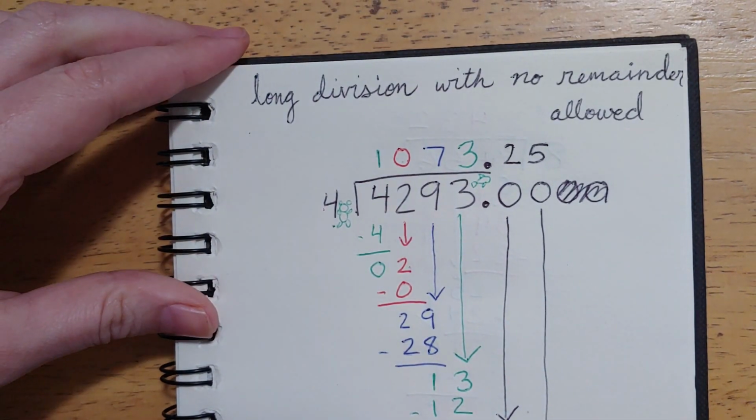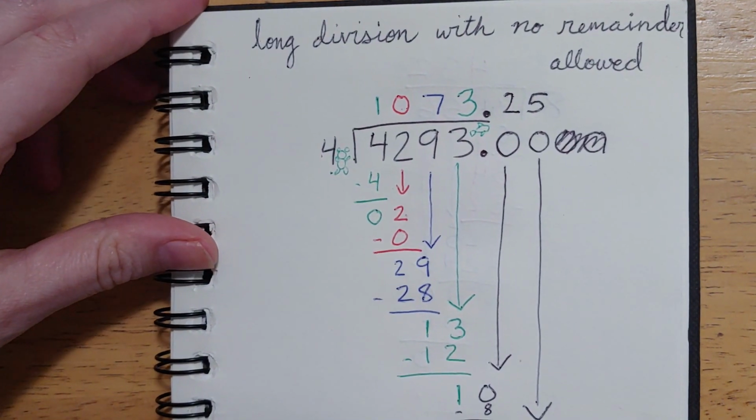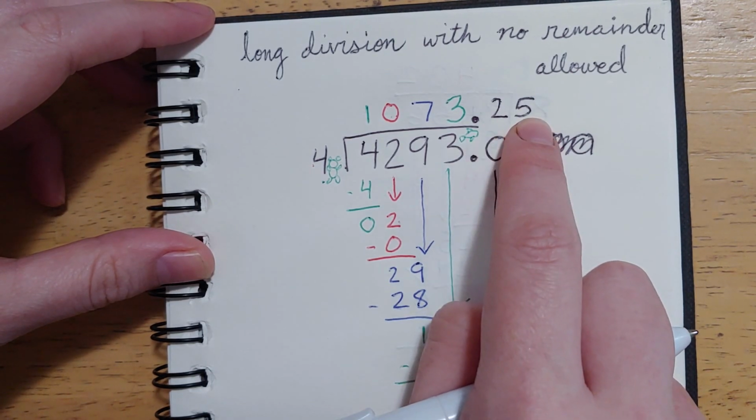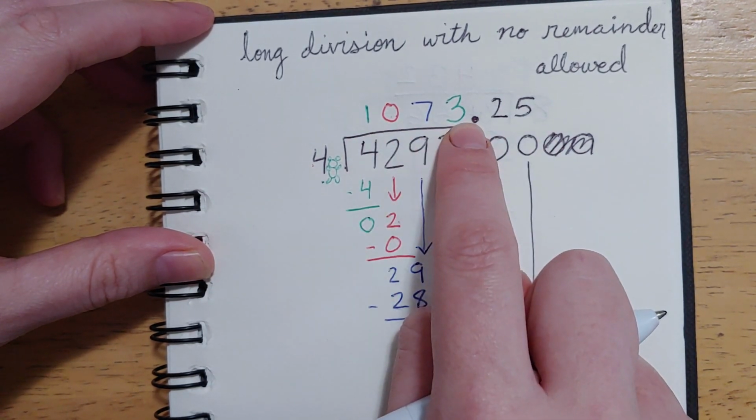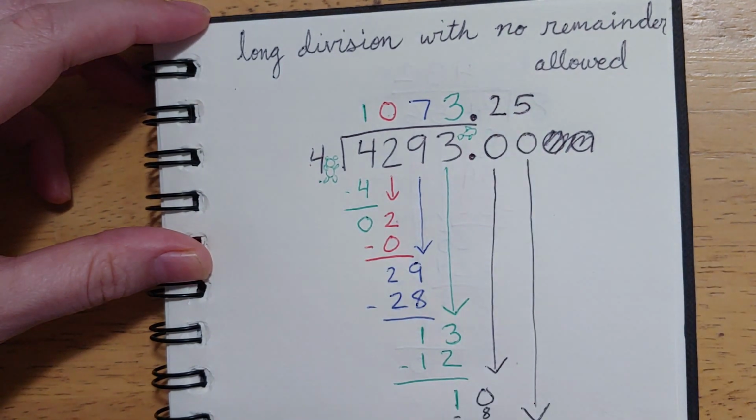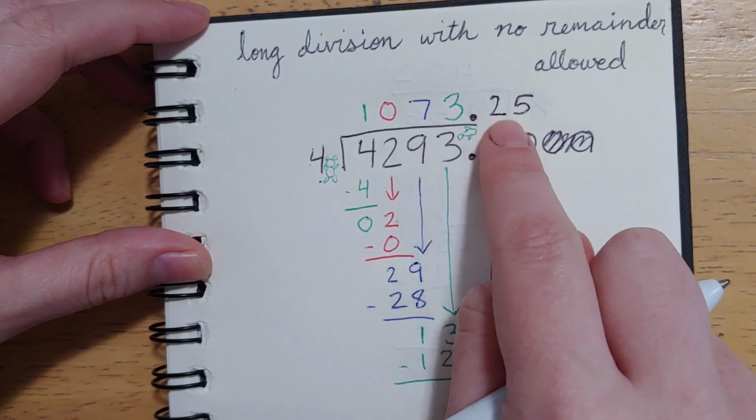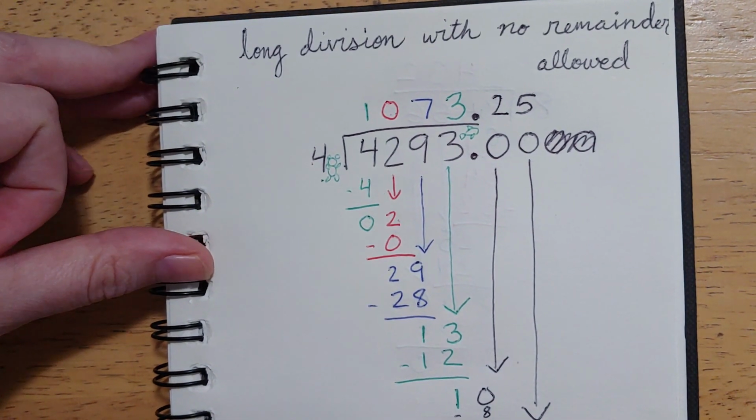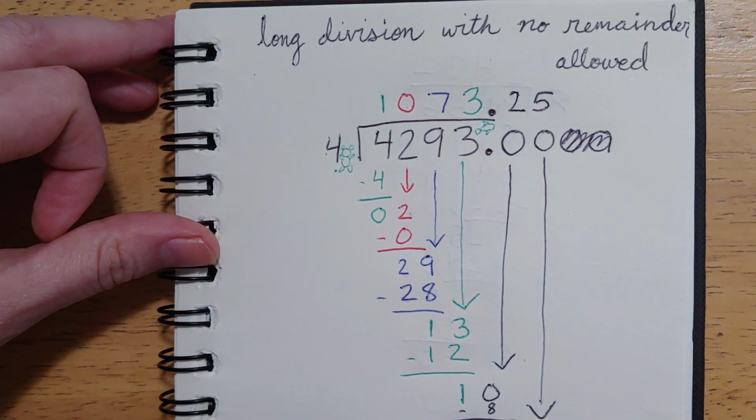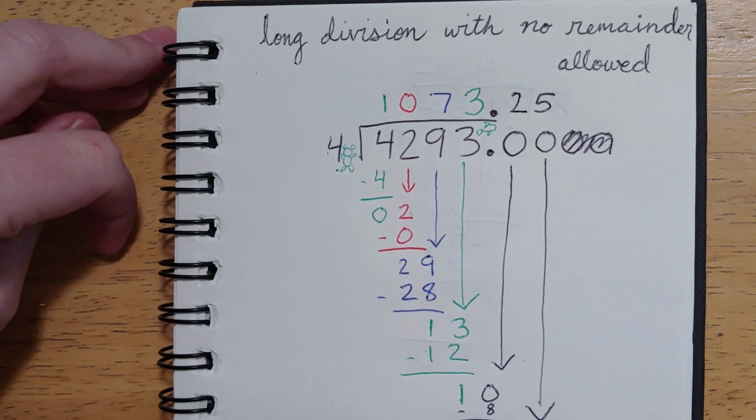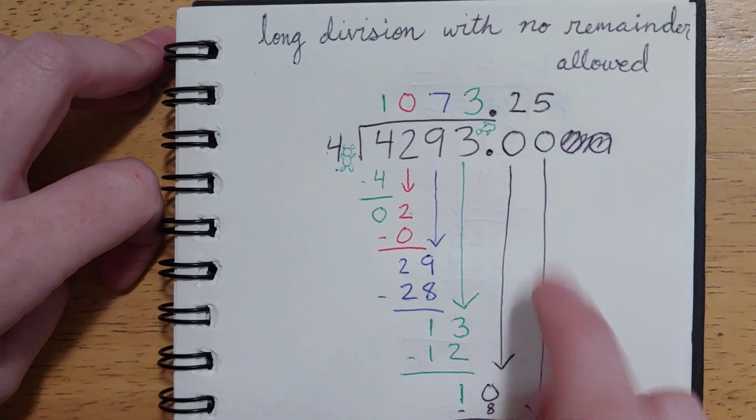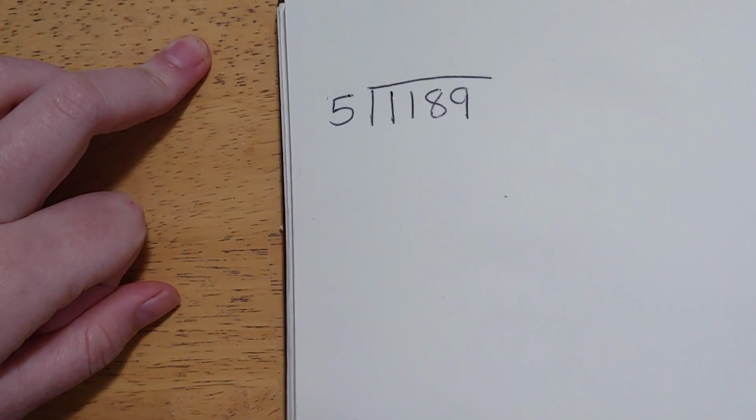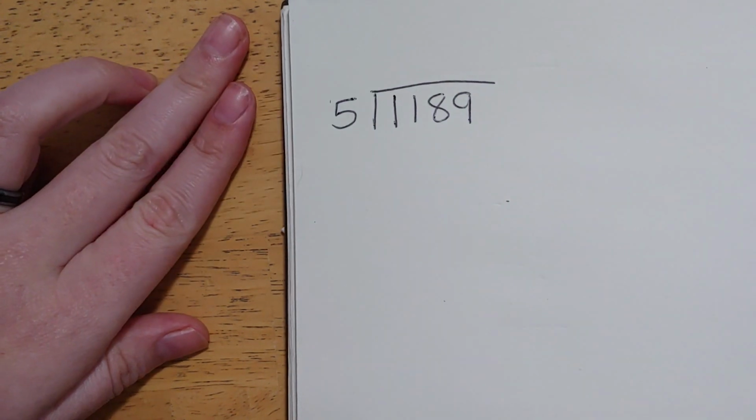No remainder allowed. When those bears got fed, each of them got 1,073.25 fish. 1,073 and 25 hundredths, or 1,073 and a fourth. All of those 3 things I just said mean exactly the same thing. There are just more than one way to say things in numbers. Let's try one more together. If you feel like you've got this, go ahead and write this question down on your page, press pause, and come back when you think you have the answer. If not, let's keep working together.